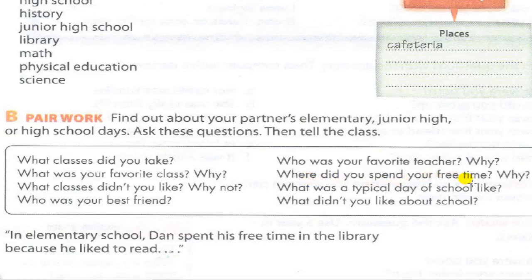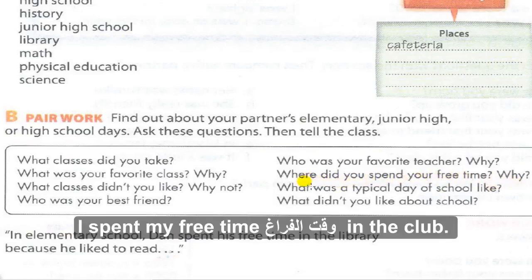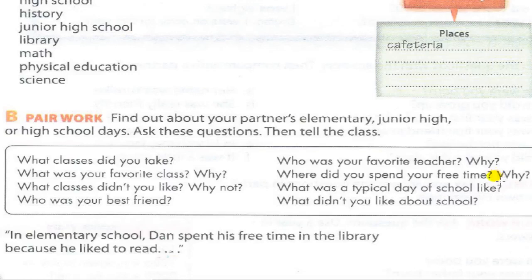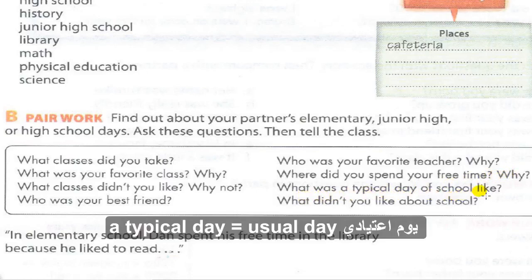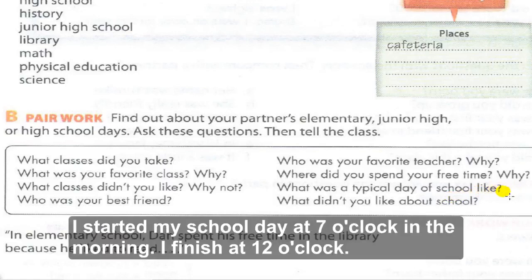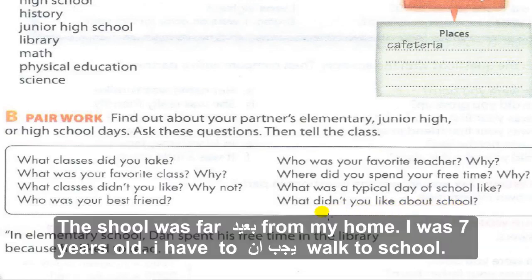Where did you spend your free time? Why? I spent my free time in the club. I played football. What was a typical day of school like? It was wonderful. I started at 7 o'clock in the morning. I finished at 12 o'clock in the afternoon. What didn't you like about school? The school was far for me because I was a child. I was 7 years old. I had to walk to school.